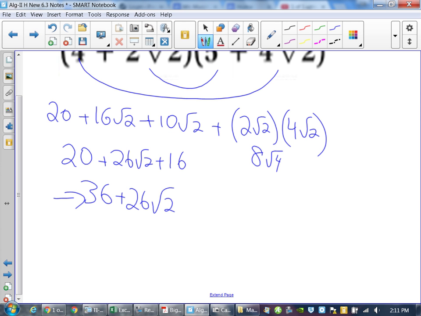Wait, where'd you get 16? I got the 16 from 2 root 2 times 4 root 2. So I get 2 times 4 is 8. Root 2 times root 2 is the square root of junk times the square root of junk, which is junk. So I get 8 times 2.